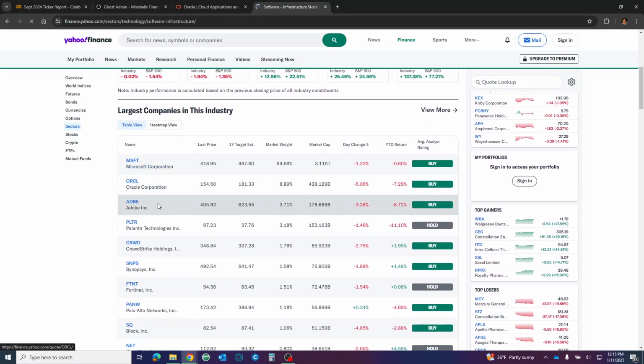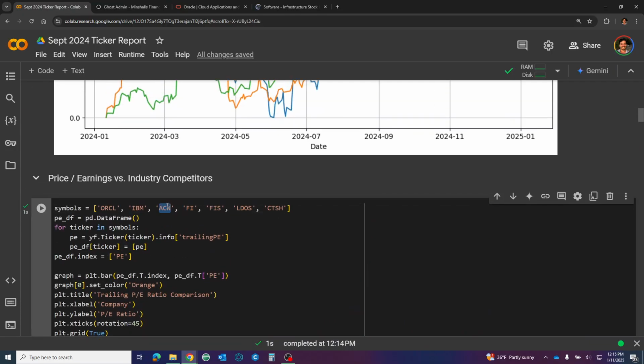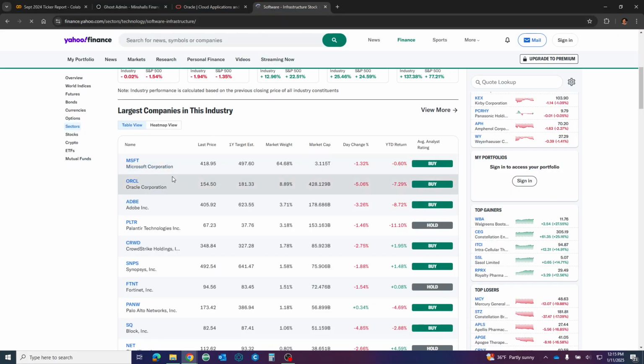So it looks like Microsoft, Adobe, Palantir. Let's do Microsoft, MSFT. Let's do Adobe as well, ADBE.